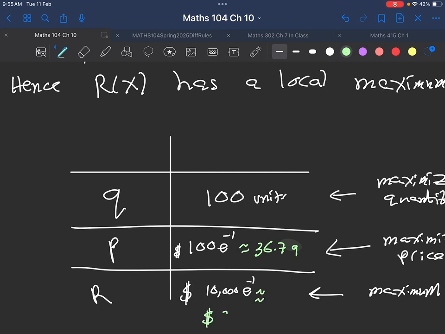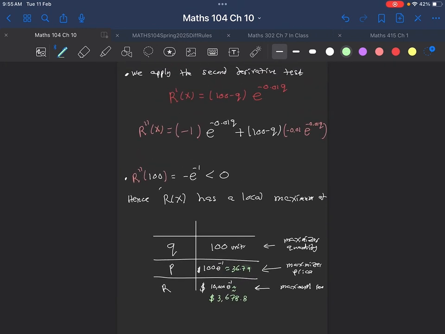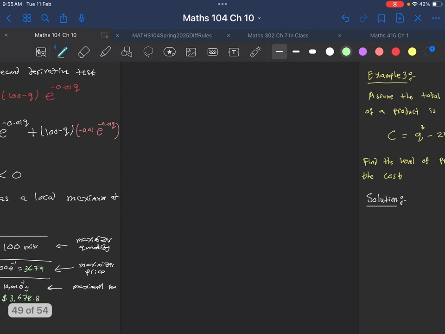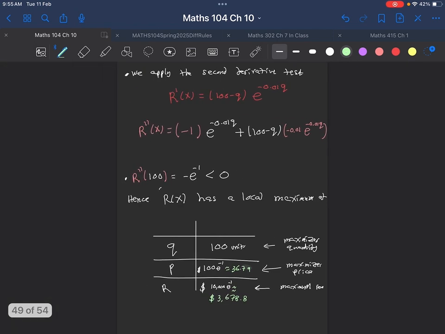And this would be approximately $3,678.8. That's the maximum revenue.